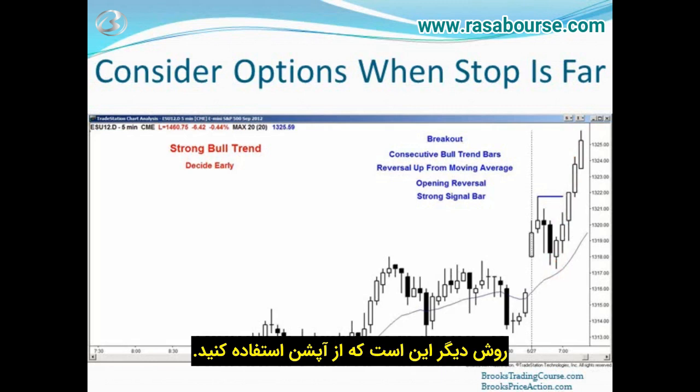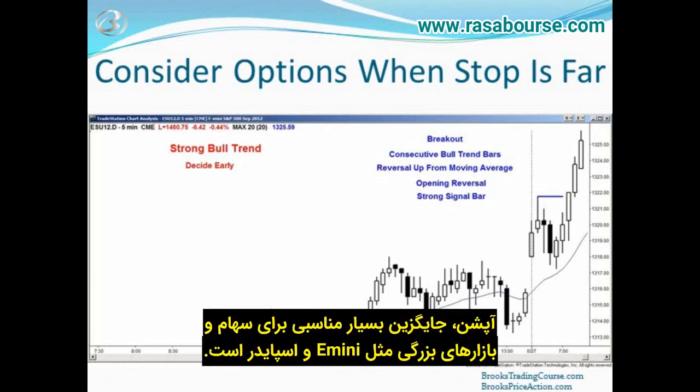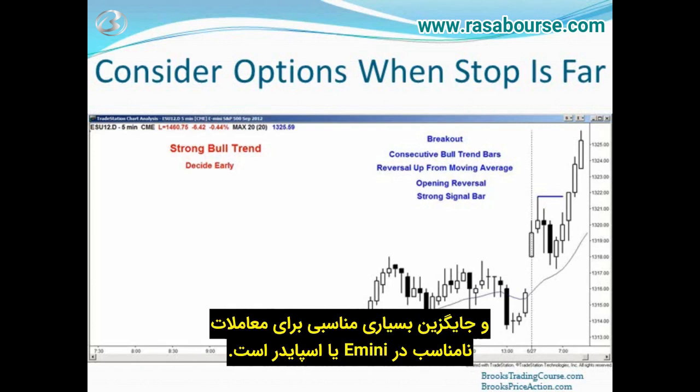Well, an alternative to doing that is to use options. You could simply go ahead and buy an at-the-money weekly spider call, or if it's still too expensive, buy a slightly out-of-the-money spider call. Options are a very good alternative to stocks, and especially a big market like the E-mini or the spider. Spider calls have tremendous volume, and they're excellent alternatives to taking outright positions in the spider or the E-mini.